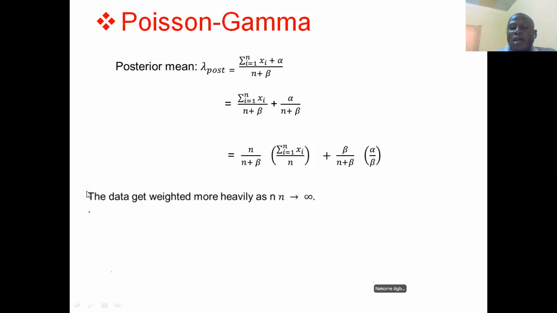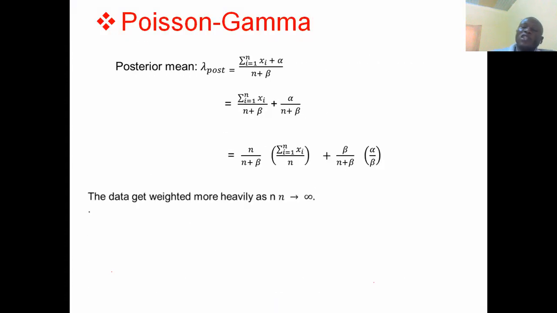So you can express this in this form. We are saying that the data get weighted more heavily as n approaches infinity. I remove the other n here, it shouldn't be there. As your n becomes very large, your data is going to be weighted more heavily because you are going to take n multiplied by the data. That is what the expression is saying here. Otherwise, our posterior mean is just this guy here.